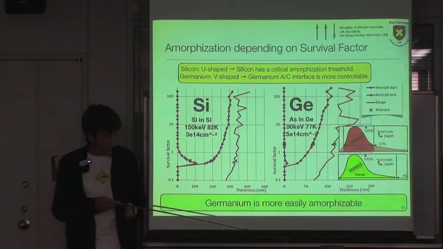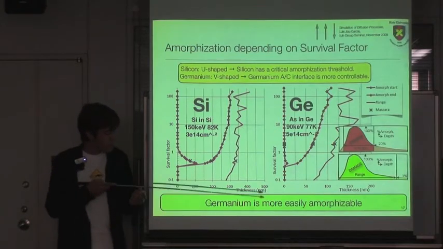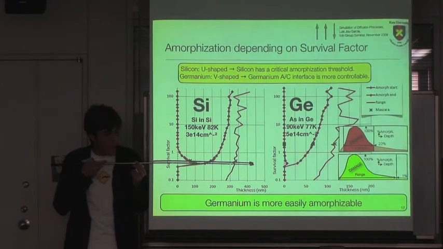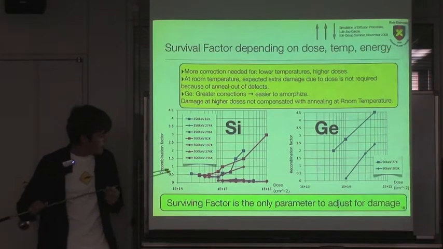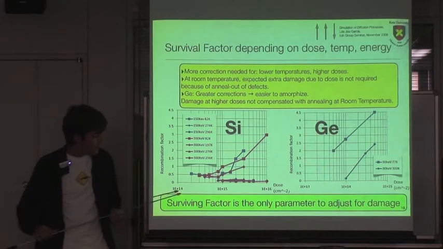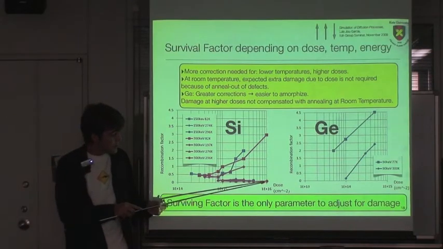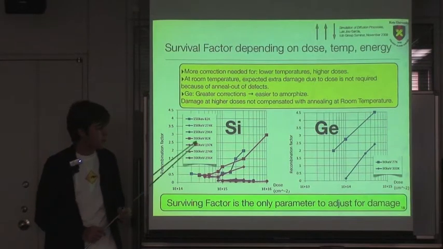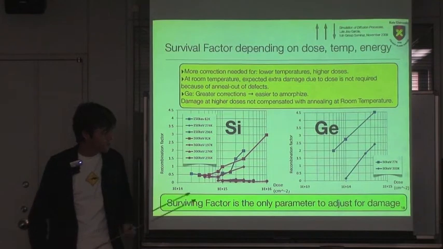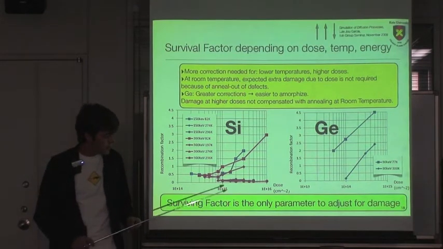Okay, now for every one of the previous points, I plotted them. This is the survival factor plotted depending on dose, and each curve is a different energy and temperature. Red is high energy and blue is low energy. There are two main things you can see.